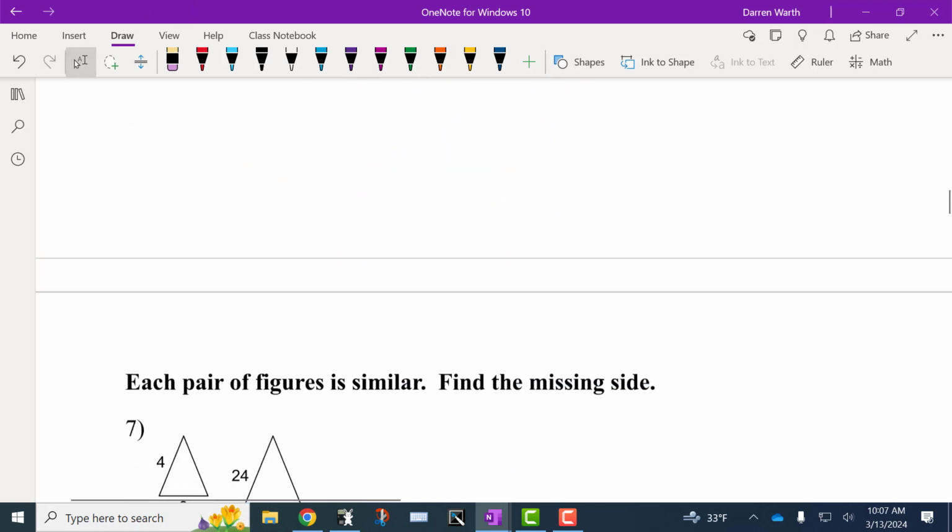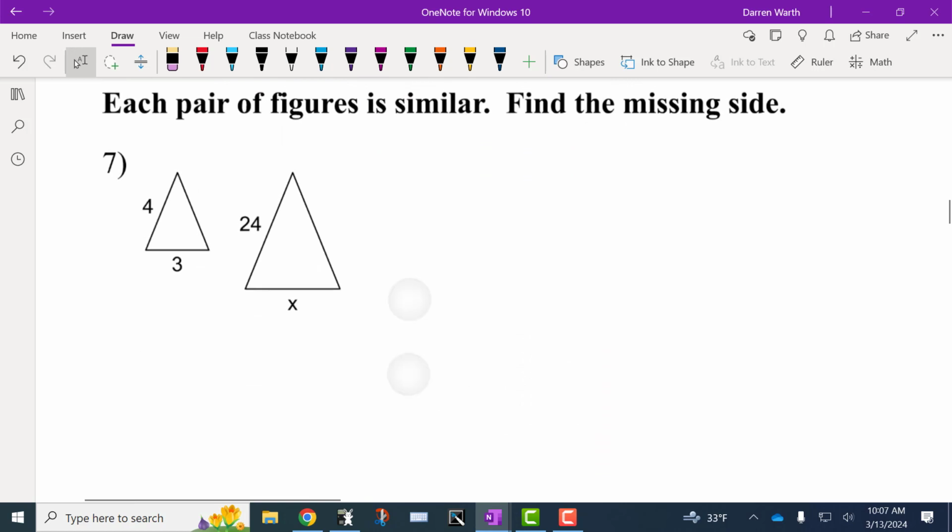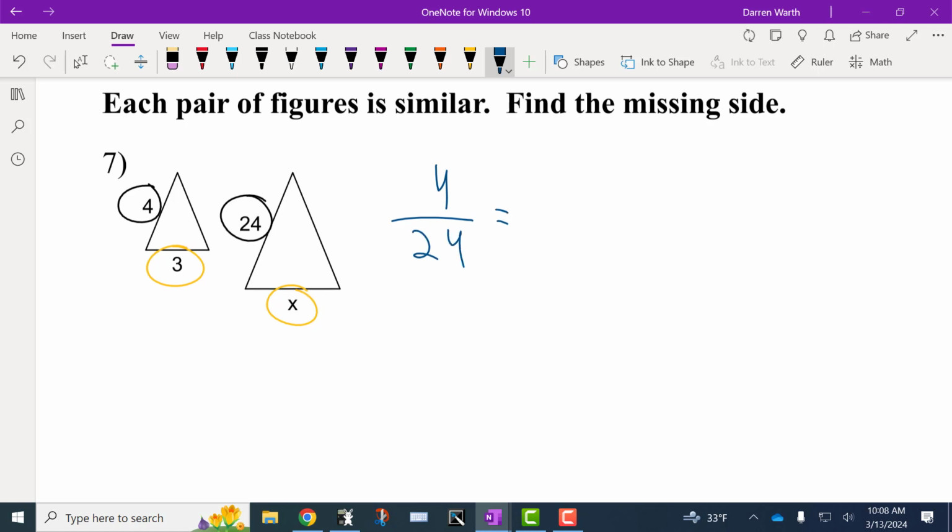Setting up our proportions to find our missing sides of these similar triangles. So notice that for your proportion, you're going to go from the smaller triangle to the bigger triangle. So those two are correlating to each other, and then also these two are correlating to each other. So 3 to x. I'm going to go ahead and set this up. I'm going to rewrite this as 4, which would be the smaller triangle, over 24, the larger triangle. So notice I'm going from smaller to bigger. All equals 3 all over x.